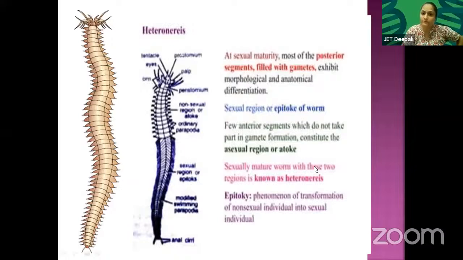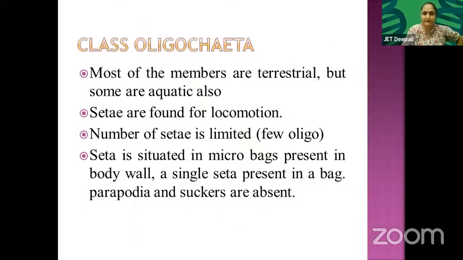Sexually mature worm with these two regions is known as heteronereis. Epitoky, the phenomenon of transformation of a non-sexual individual into a sexual individual, is called epitoky. Okay. Class Oligochaeta. Next class, Oligochaeta.